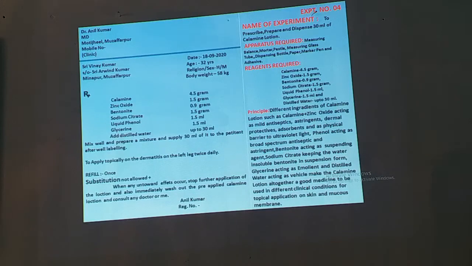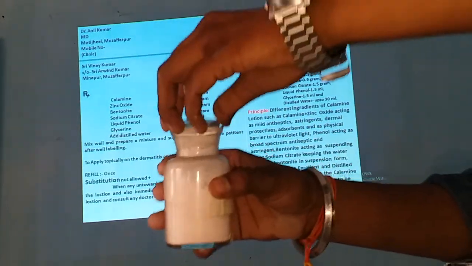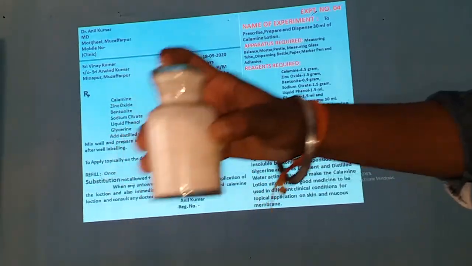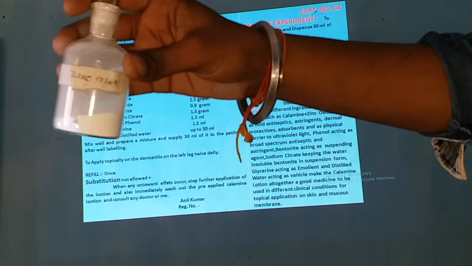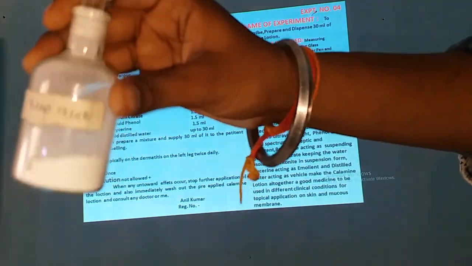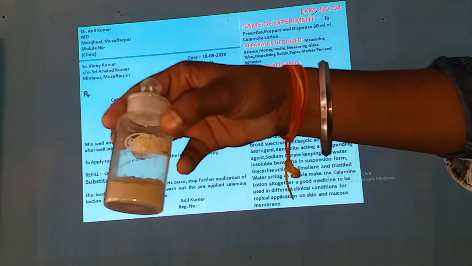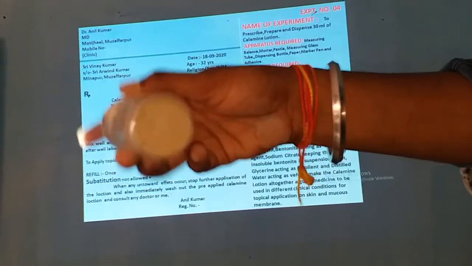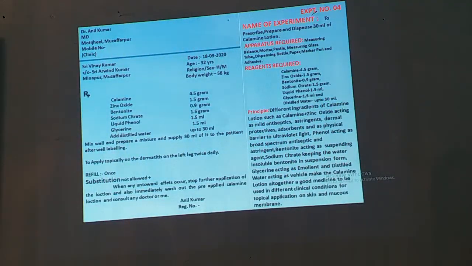Calamine, this one is this bottle containing calamine in powdered form. We will use it. Second reagent is zinc oxide. This one is zinc oxide, powder appearing whitish. And third one is bentonite. Look here, this is some dirty colored. This is bentonite.